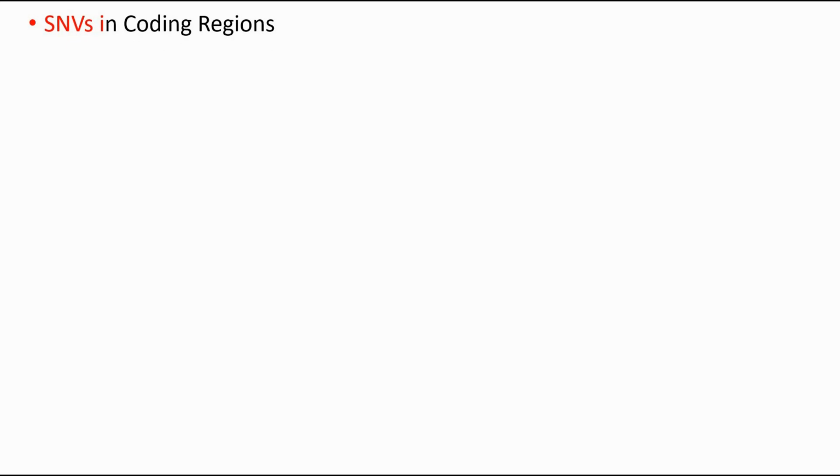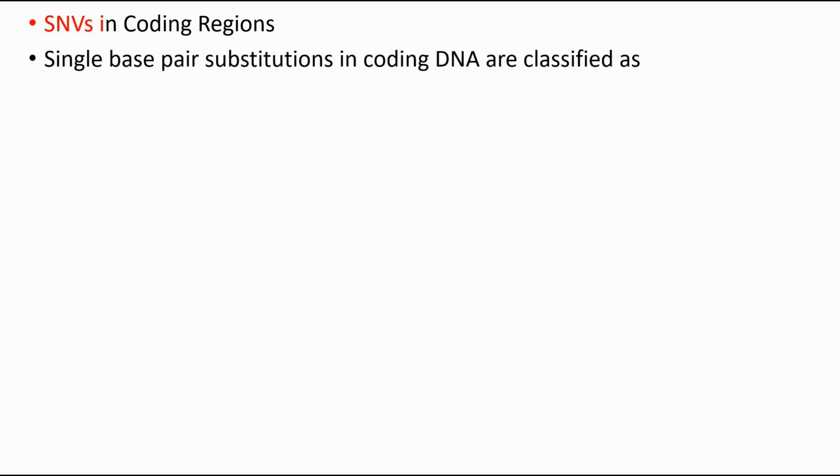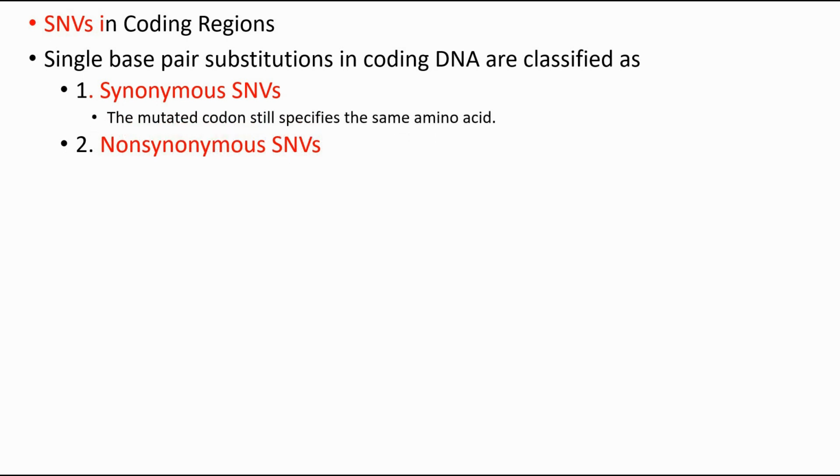Now let's first see what SNV means. SNV means single nucleotide variations. And SNVs can be classified as synonymous SNVs and non-synonymous SNVs. The synonymous SNVs are those single nucleotide variations where the codon is mutated, but it still specifies the same amino acid. That is, it's a silent mutation. It doesn't affect the amino acid it codes for. So the DNA is mutated while the amino acid or the protein chain remains the same.